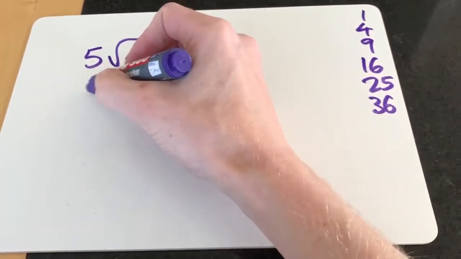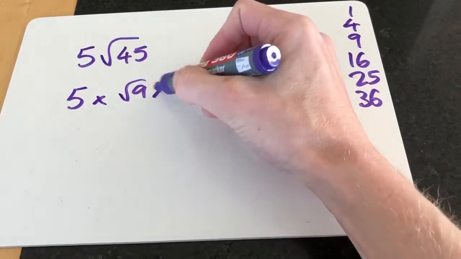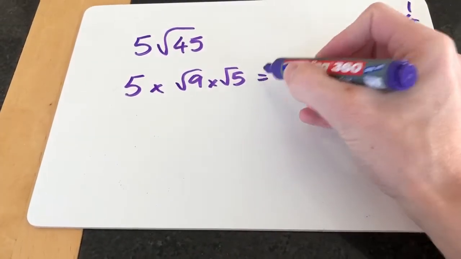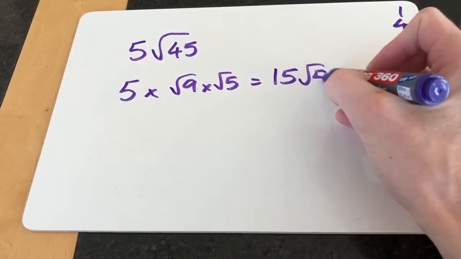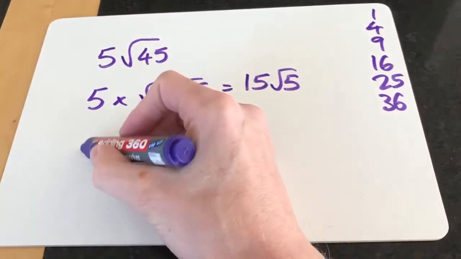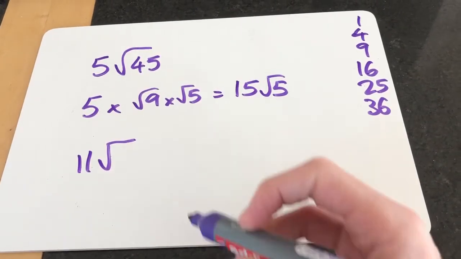So you're going to say that's 5 lots of root 9 times root 5. Now root 9 is 3. So 5 times 3 is 15 root 5. So that would be your answer there. I'll just do one more like that. Let's try that.